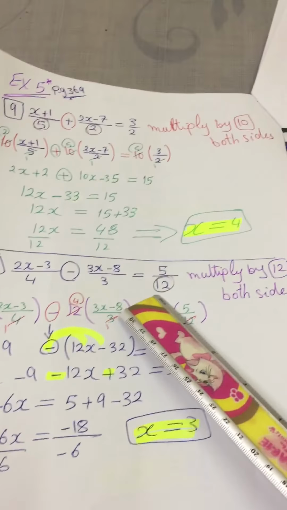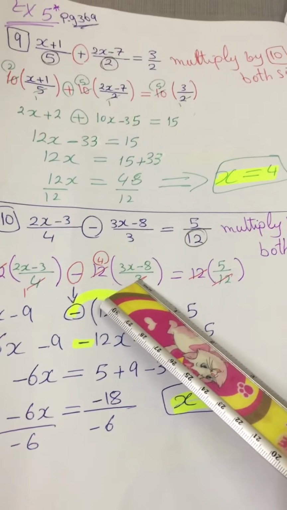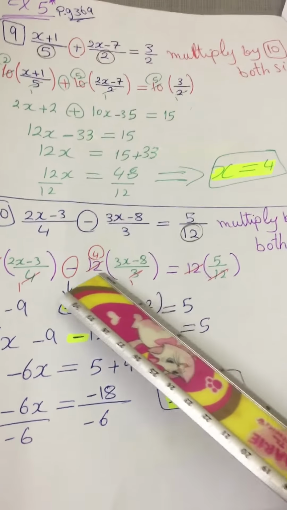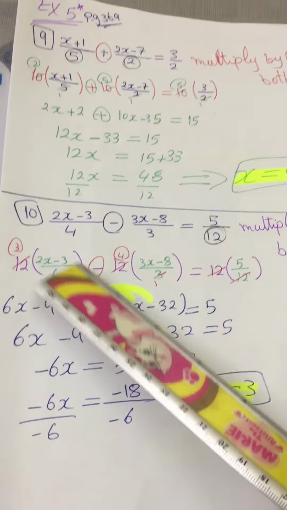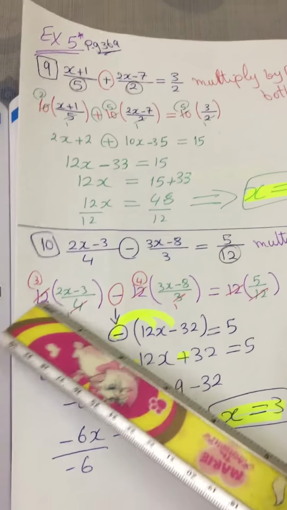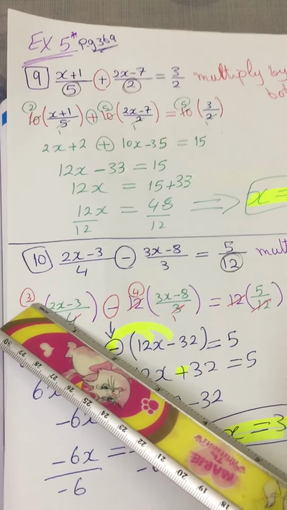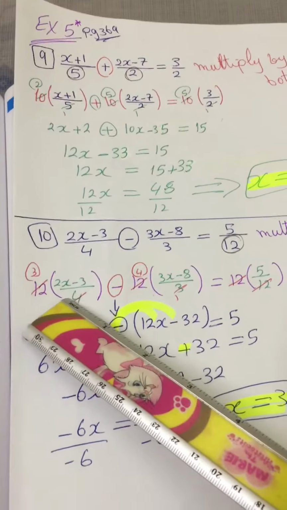I'll open brackets, put inside it 2x minus 3 over 4, the fraction, multiply by 12, like this. And the other fraction also I'll put between brackets, 3x minus 8 over 3 multiplied by 12. Don't forget that you have a minus sign here, so take care. Equal 12 multiply 5 over 12. Let's start from the right side. 12 divided by 12 equal 1. So what's left? 1 multiply 5. And here, 12 divided by 4 equal 3. So I have 3 multiply this brackets. So 3 positive multiply 2x equal 6x. And 3 multiply negative 3 equal negative 9.